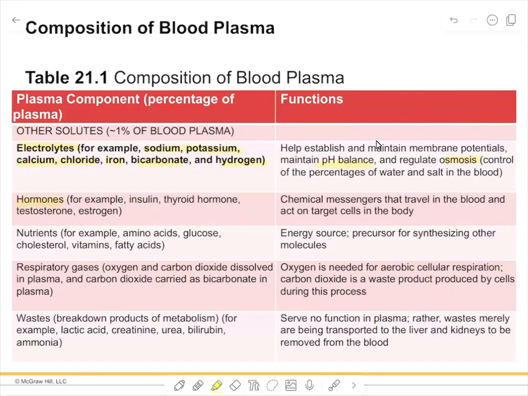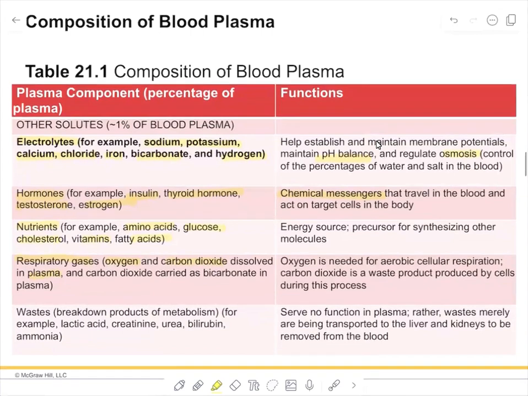Various hormones are chemical messengers that travel in the blood, things like insulin, thyroid hormone, testosterone, estrogen. Nutrients are in the plasma, things like amino acids, glucose, cholesterol, and so on. Respiratory gases are oxygen and carbon dioxide. They could be in the plasma or they could be attached to the red blood cell. And finally, waste products are things like lactic acid, creatinine, urea, bilirubin, and ammonia. And they don't really have a function in plasma, but rather are transported to the liver and the kidneys for elimination.